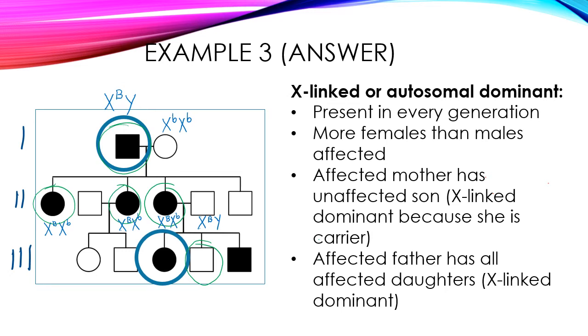Okay, so looking at these ones, the daughter's also affected. Because she's receiving 1 from dad and 1 from mom, she could be heterozygous, or she could receive the dominant allele from both, or she could receive the dominant allele from her dad and the recessive allele from mom. So she could be either of those.